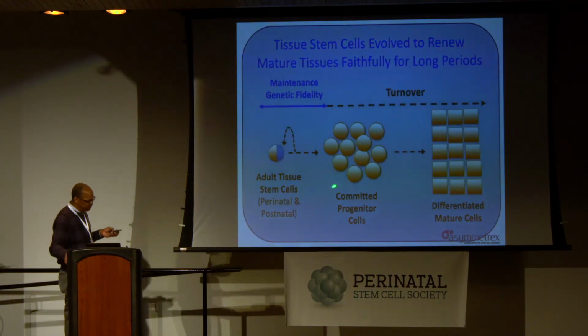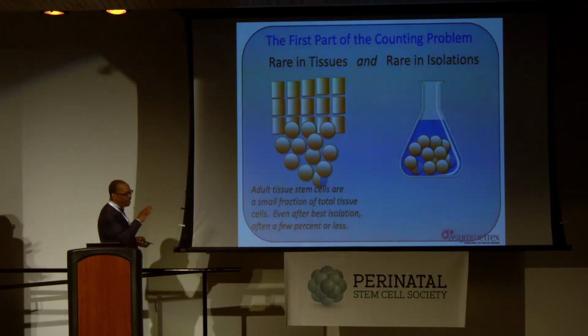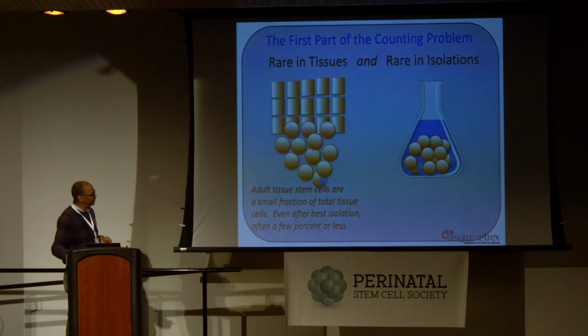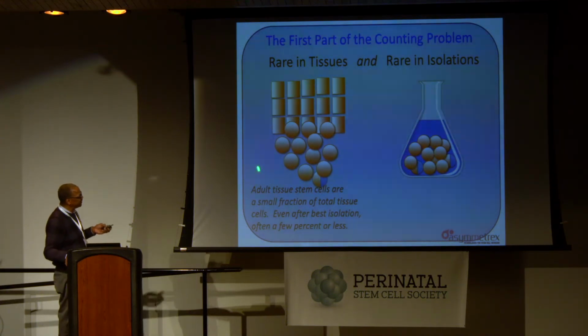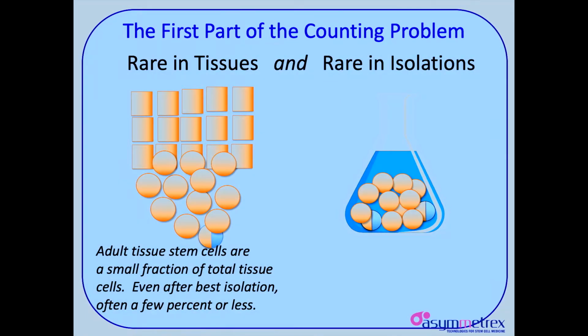That requires the stem cell. Now, the problem with counting begins with the biology of the stem cell because it's rare in tissues. As I showed you, there are lots of other cells that are being produced by this cell, but its number is small. And that difference here in tissues continues in isolation preparations. Stem cell populations are not homogeneous.